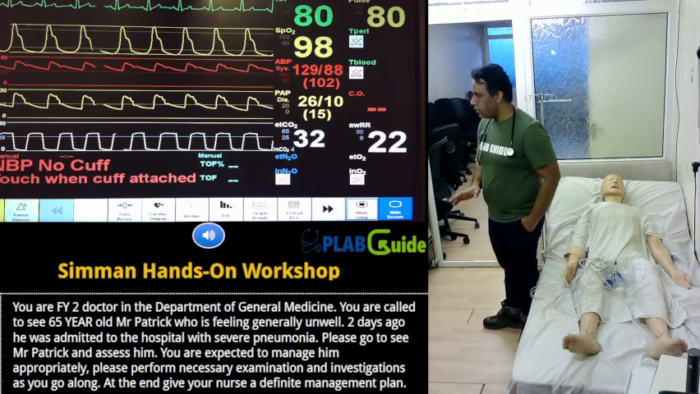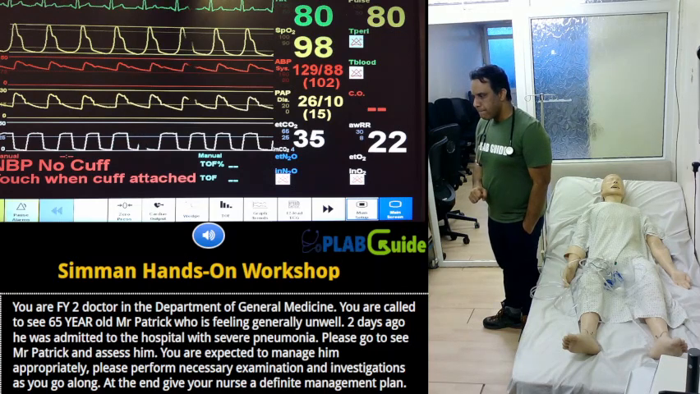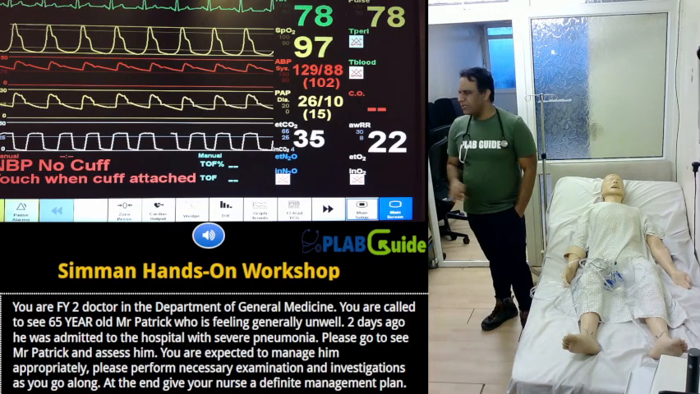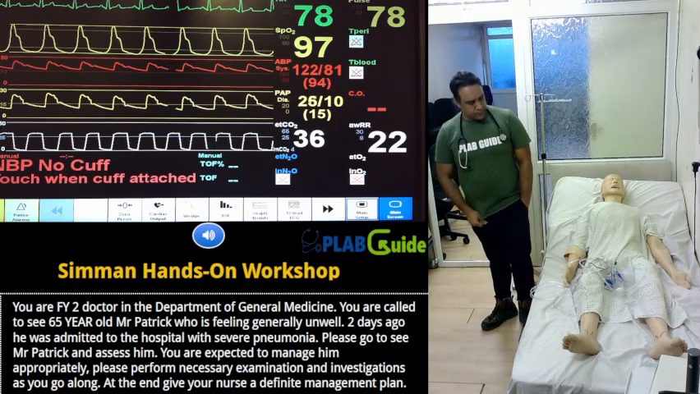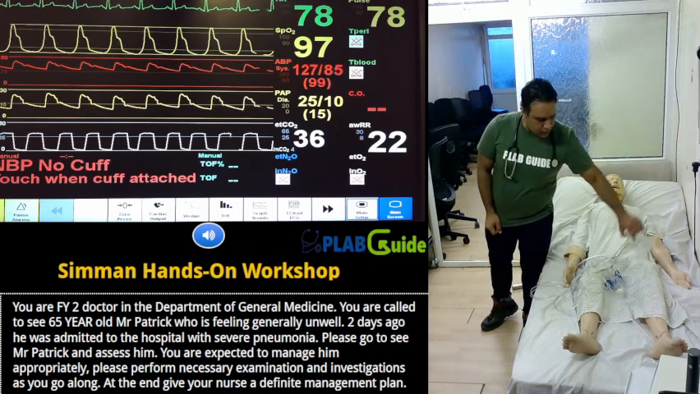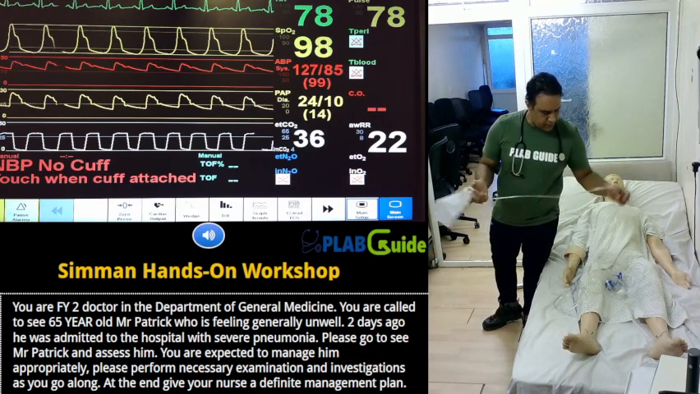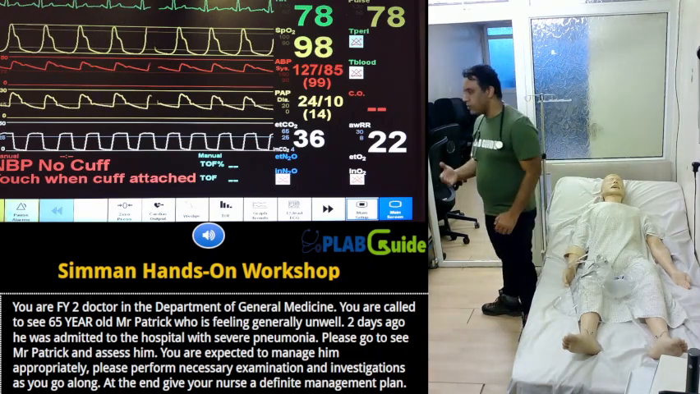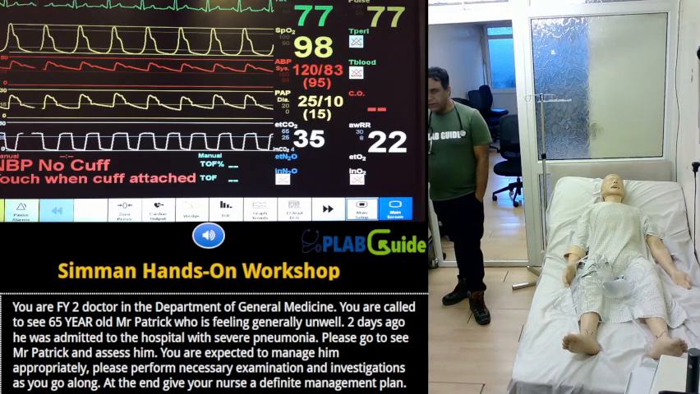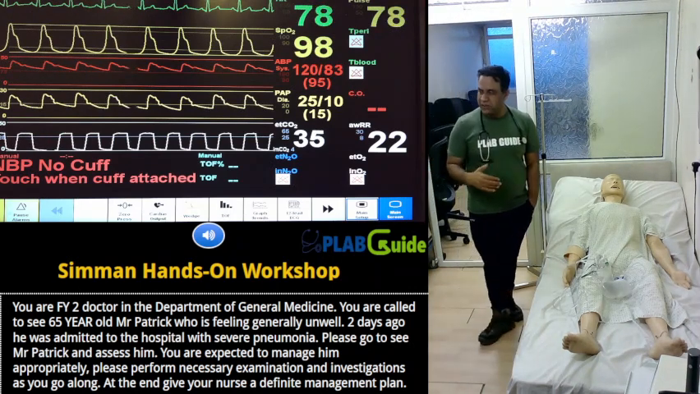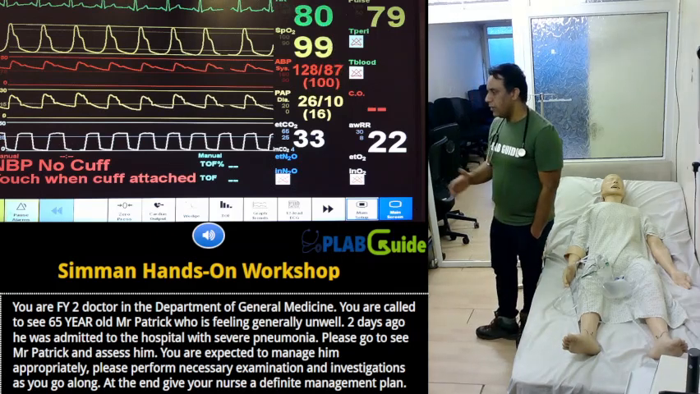Now the nasal cannula, how much oxygen does it deliver? Up to 4 liters. They don't make it very tough. It's very easy, honestly. The only thing you need to do is follow ABCDE, stick to your scheme. ABCDE, ABCDE. That is a lifeline.